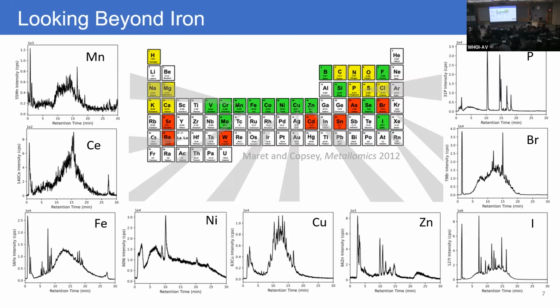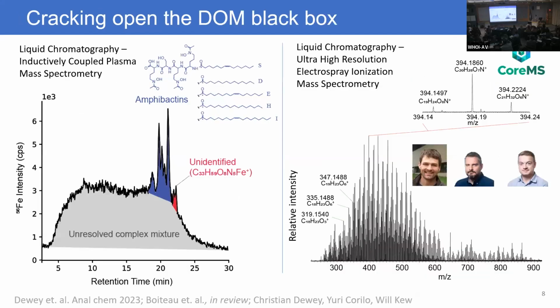Here we have first row transition metals, so iron, but also copper, zinc, nickel have this combination of biomolecules and degradation products that we can start to quantify and map out. Halogens, even rare earth elements, things like cerium, seem to have these components of degradation products that incorporate those elements and potentially even some biomolecules.